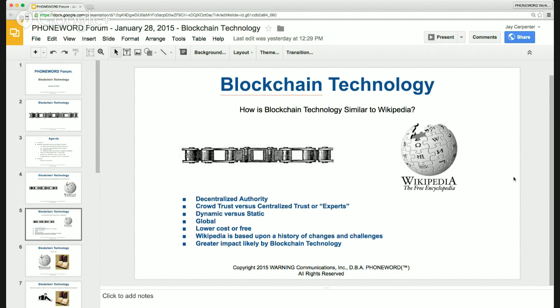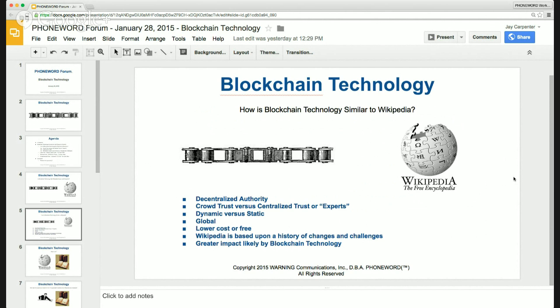One thing to keep in mind is once the blockchain is in place, then it becomes sort of immutable and static. So the history of the blockchain is static, in that it can't be changed. But as the blockchain grows, that is a dynamic process.